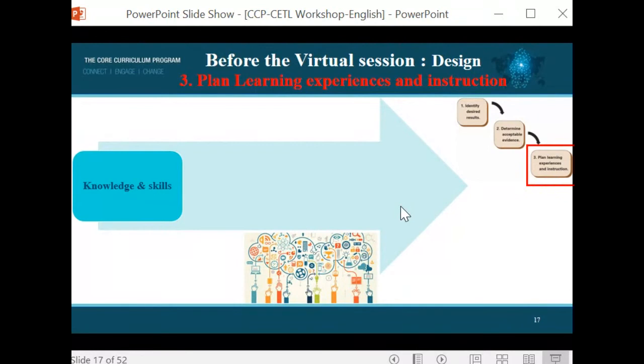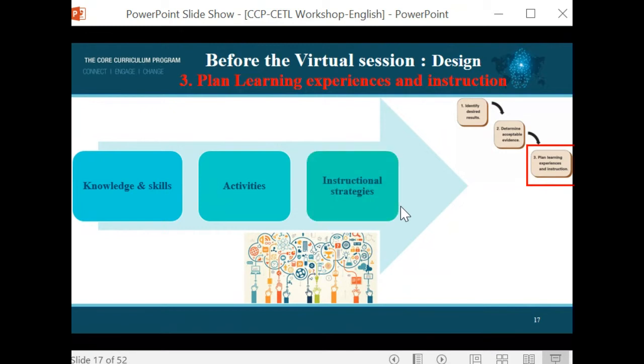Then the instructor will create activities that will equip students with the needed knowledge and skills. Besides, the instructor should choose the instructional strategies, which are the best teaching methods in light of performance goals. And finally, the instructor should provide students with the best materials and resources which are best suited to accomplish the goals of the session.